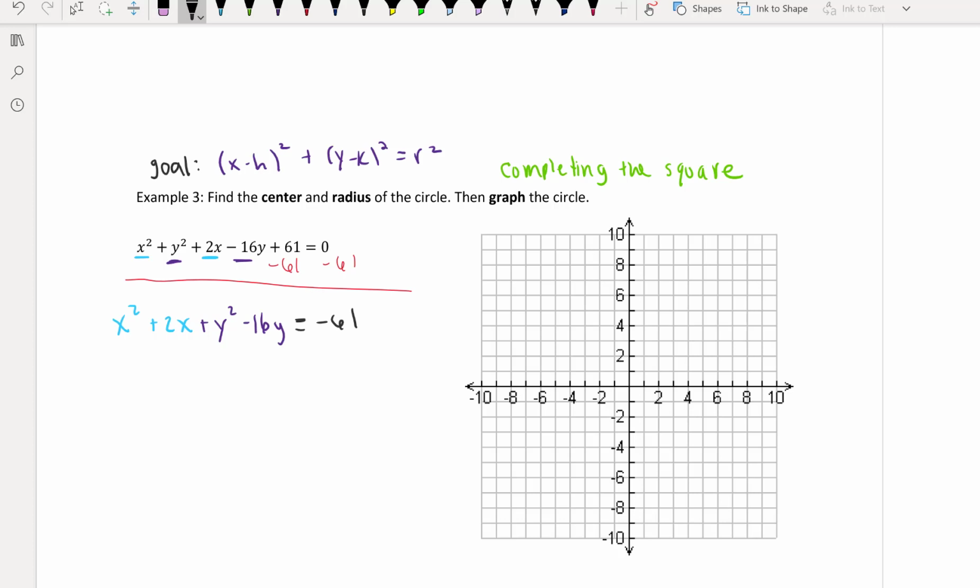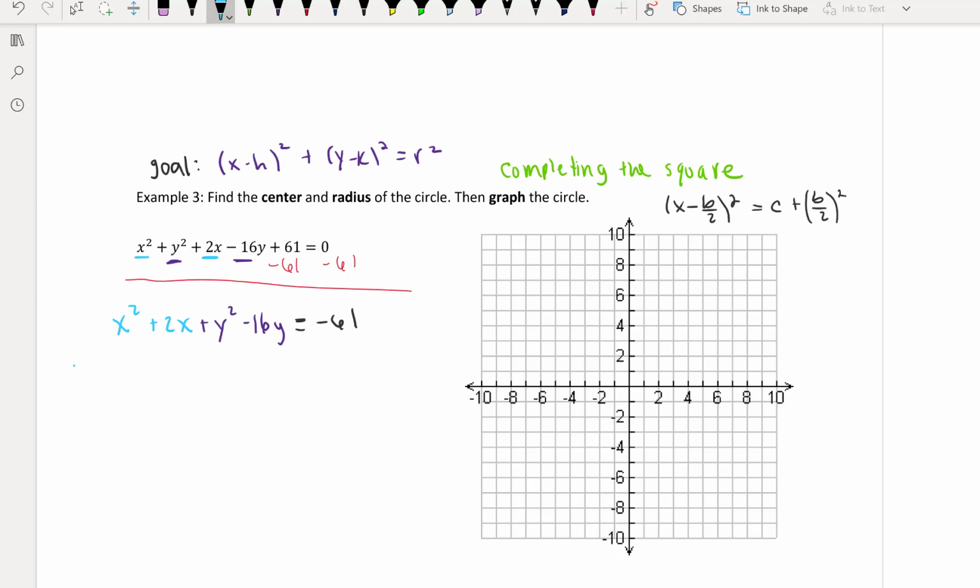So now I have the constant on the opposite side, and I also have my x's grouped together and my y's grouped together. So hopefully, if you remember completing the square, what that looks like is going to be x plus b divided by 2 squared is equal to your constant plus your b divided by 2 squared. Okay, so that's kind of our general outline of our values.